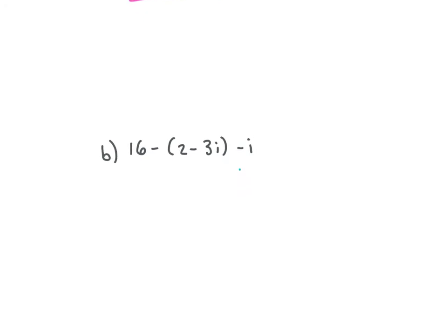All right, for b. Here, again, we're just adding and subtracting everything, but before we do that, we have to distribute our negative. So this is 16 minus 2 plus 3i minus i. We can only add our real numbers together and add our imaginary numbers together. So 16 minus 2 is 14, and 3i minus i is 2i. So 14 plus 2i.